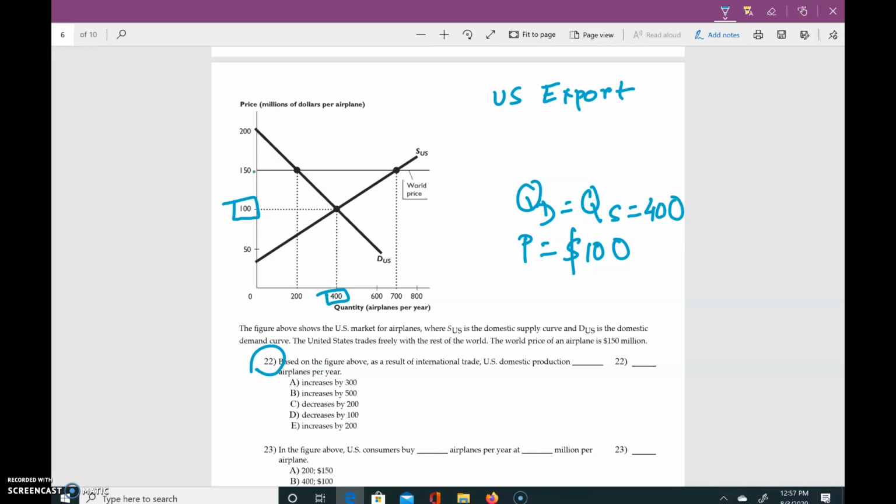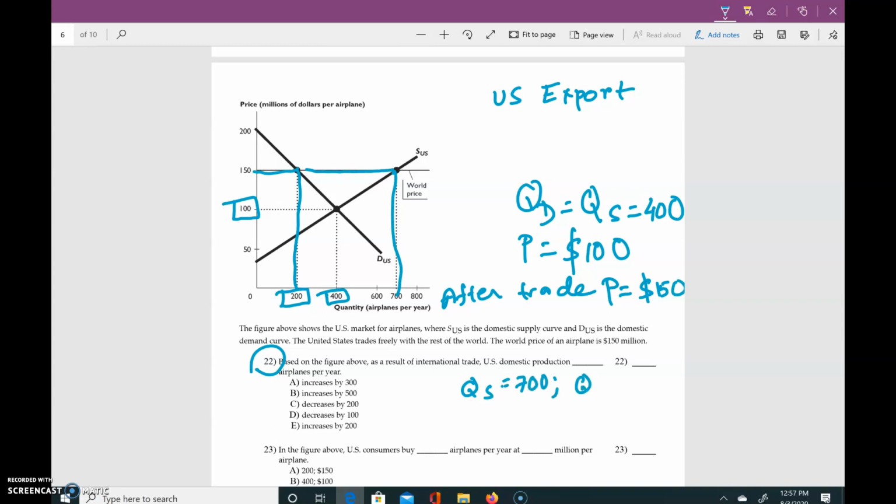I'm going to see where this 150 hits the demand curve and where it hits the supply curve. Hitting the demand curve at QD, hitting the supply curve at QS. So after trade, I'm just going to write here, after trade, the price is equal to 150. Quantity supplied is equal to 700. Quantity demanded is equal to 200.